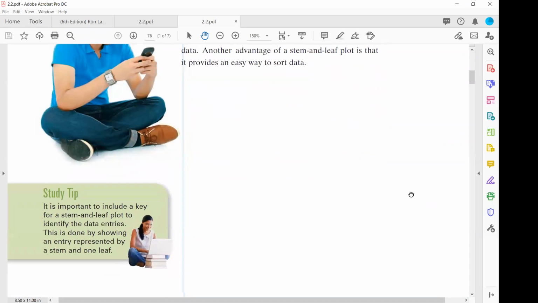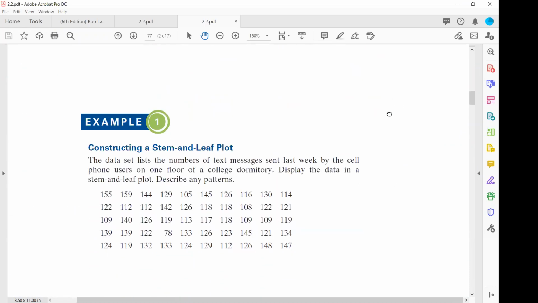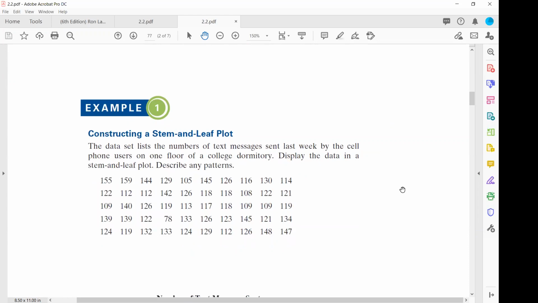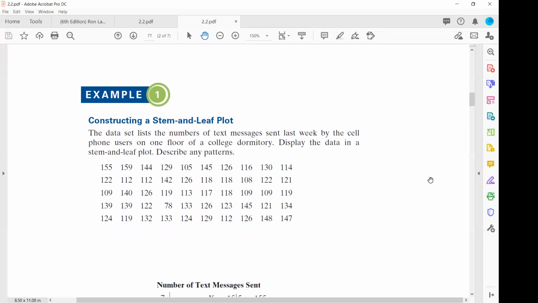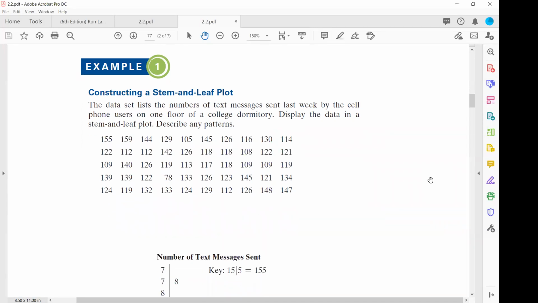Okay, thank you very much. Group 2, please read example 1 for the class. Example 1. Constructing a stem and leaf plot. The data set lists the numbers of text messages sent last week by the cell phone users on one floor of a community dormitory. Display the data in a stem and leaf plot. Describe any patterns.